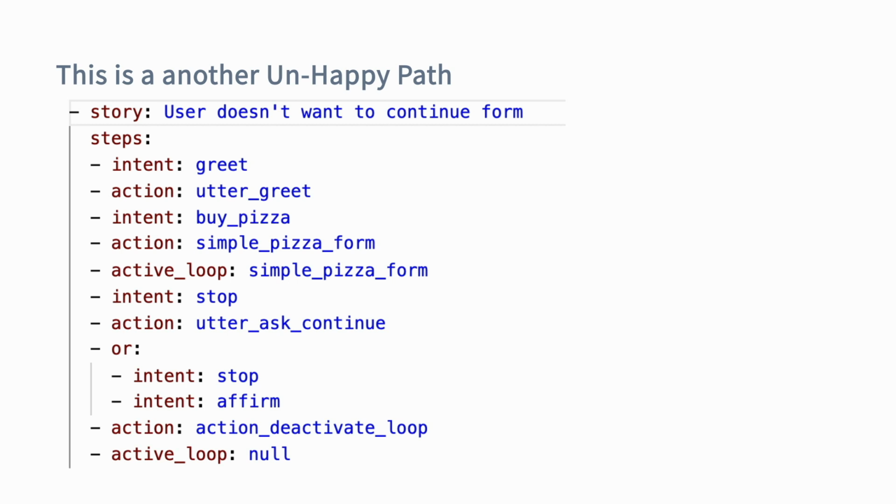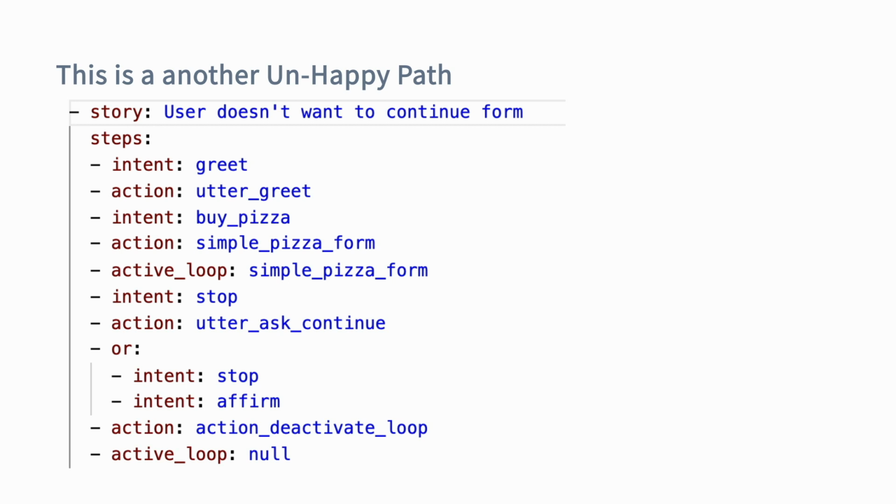In this file, you will notice that there is this stop intent being used, after which we ask the user if they're sure that they want to stop. And if they reply with an intent that's either stop or affirm, then we deactivate the loop and the loop is no longer active.